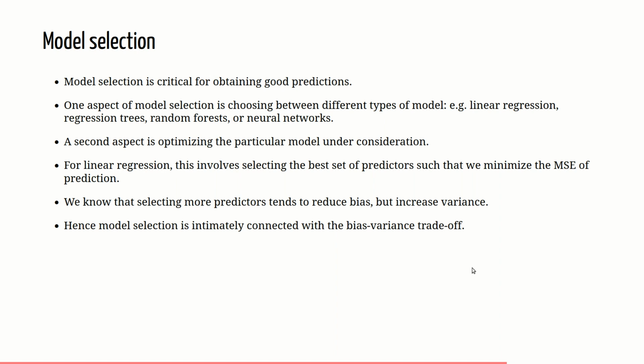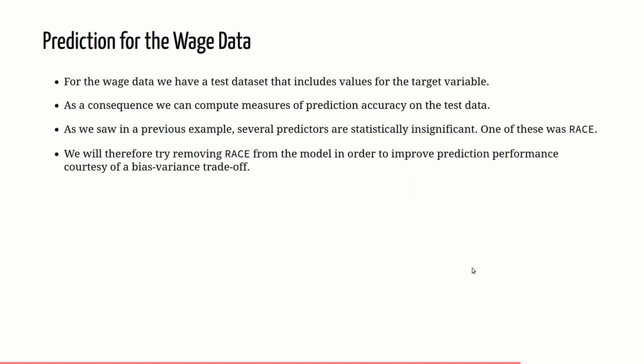And we know that if we include more predictors in our model, then we'll tend to reduce bias, because it's likely that those predictors are related, at least in some way, to the outcome variable. But by including more predictors, we're going to have to estimate the coefficients, which is going to increase our variance, right? Because we have to include the uncertainty of those things. So choosing which predictors to use in the model is tied to the bias variance trade-off.